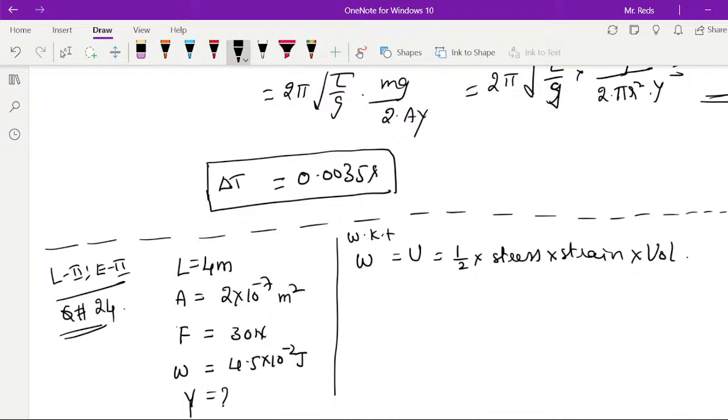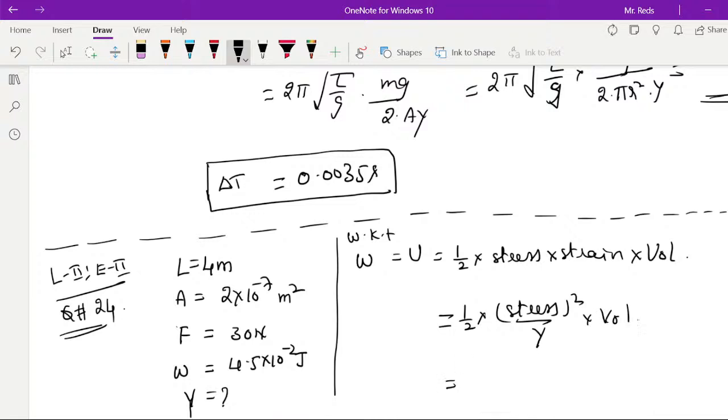So what is the required form here now? Because length, area, force and work done are given, you are asked to find Young's modulus. Means you are supposed to relate work done or potential energy or strain energy with force and Young's modulus. Force by area means stress. So we have to modify this strain into a stress and Young's modulus relation. So it is equal to half into stress square by Y into volume, right?